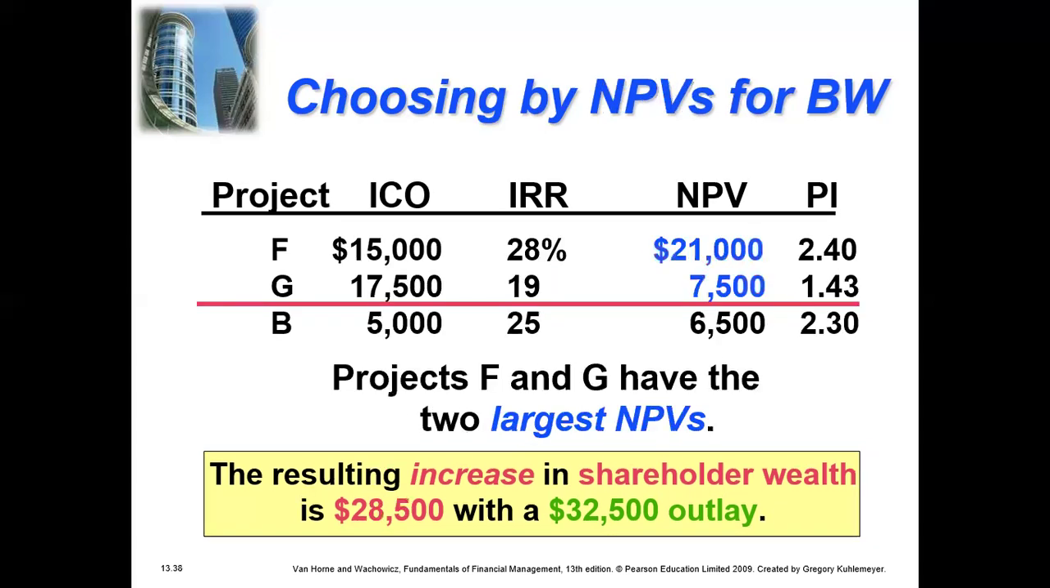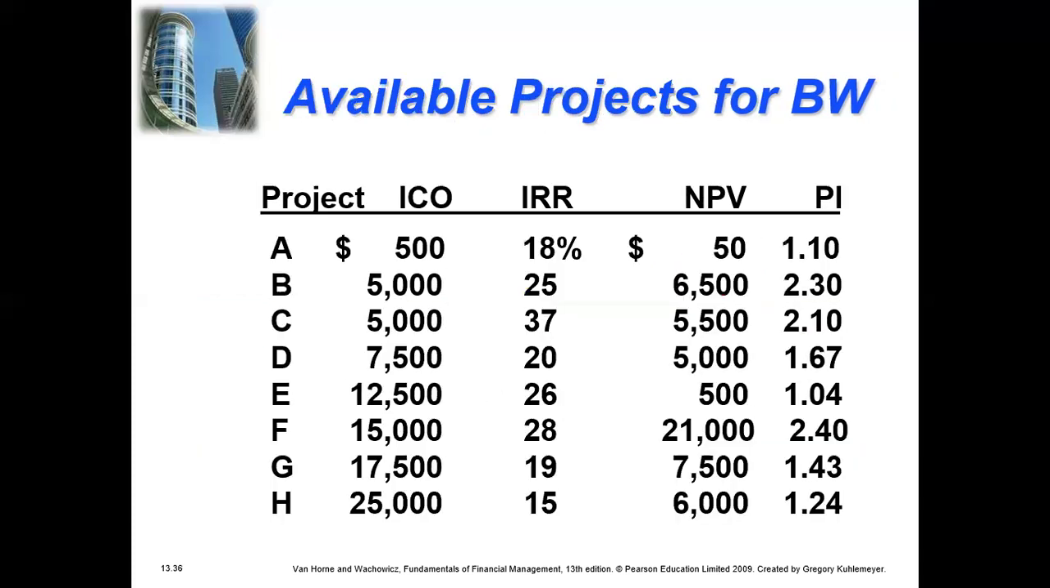Next, we will go for NPV. Now, please select the projects which are having maximum NPVs, but the total budget or limit for investment is $32,500. Highest NPV we have for project F, that is $21,000, and this requires $15,000 as an investment.